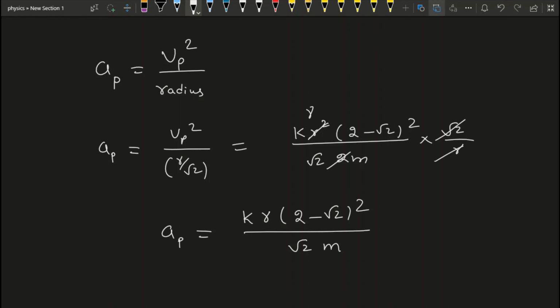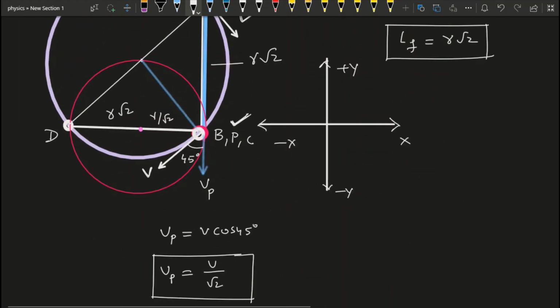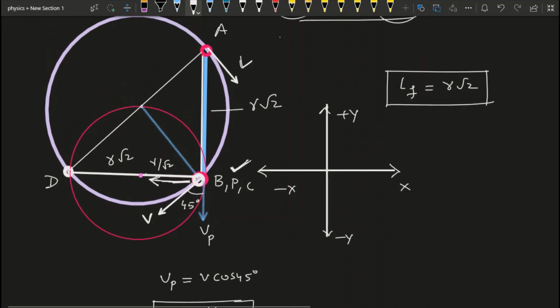So this is the final answer, and the direction of the acceleration of the point of intersection is in the negative x direction. We can clearly see here the direction of the acceleration is towards the center only, because that is the radial acceleration. There is no question of tangential acceleration, because here the speed of the particles is maximum. That's why there is no tangential acceleration. The only acceleration is the radial acceleration, which is towards the center.